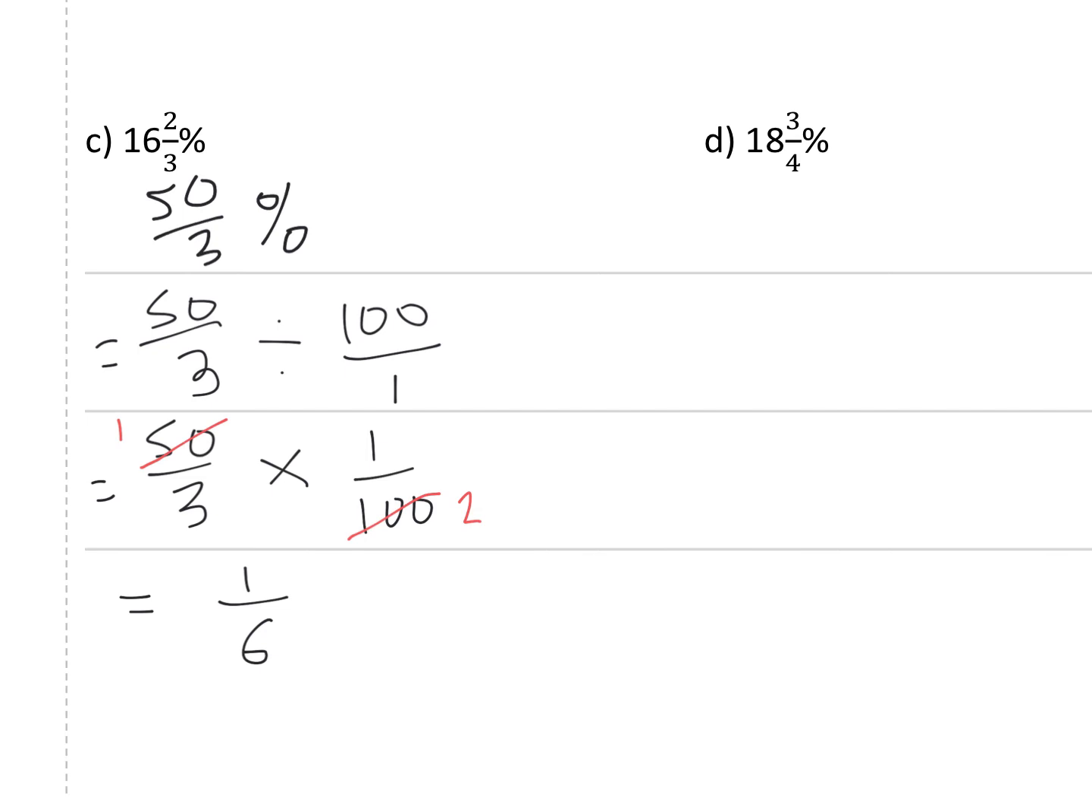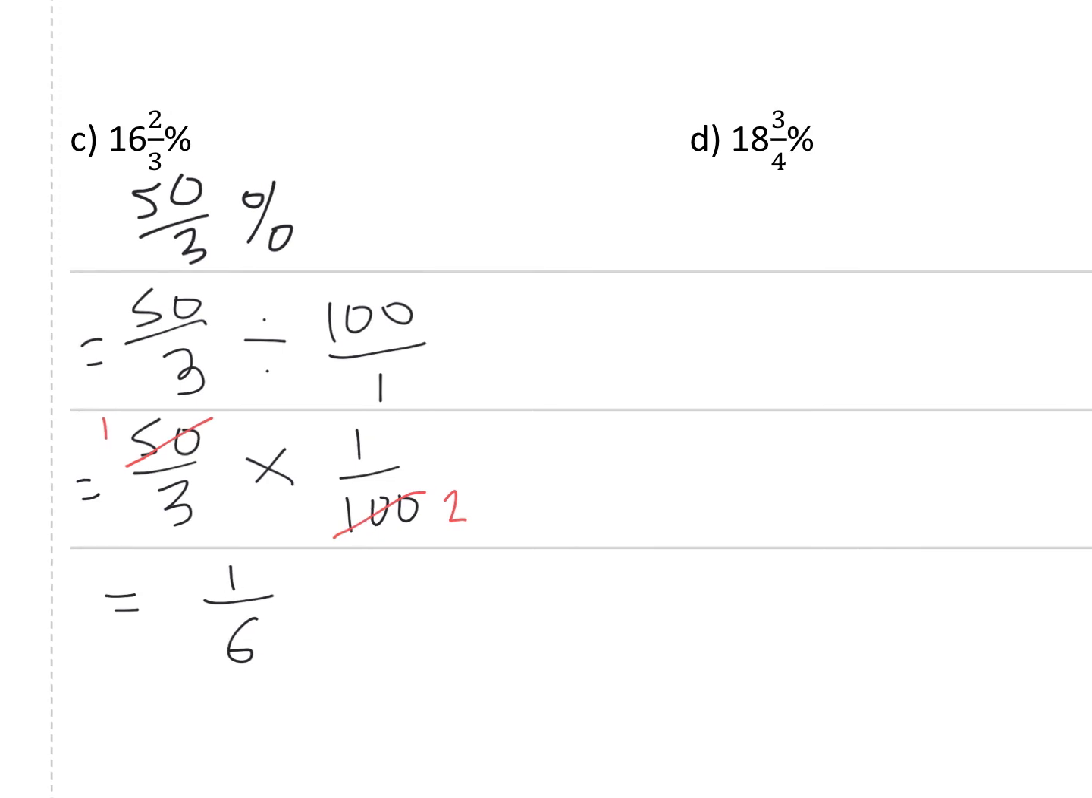Example D. You could go for both methods, like B or like C. I'm going to go for method C, where we write this as an improper fraction to begin with. So how many quarters is 18 3/4? Well, 18 times 4 is 72, and then 72 plus 3 is 75. So 18 3/4 is 75 quarters.